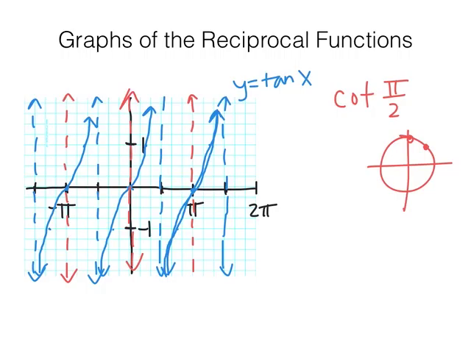At pi over 2, the sine is +1, so it's cosine over sine, so it's 0 over 1. So at the asymptotes for tangent, you get zeros for cotangent. You get the same sign values at 1 and -1, because the reciprocal of 1 is 1 and the reciprocal of -1 is -1. So you get a graph that runs downhill.